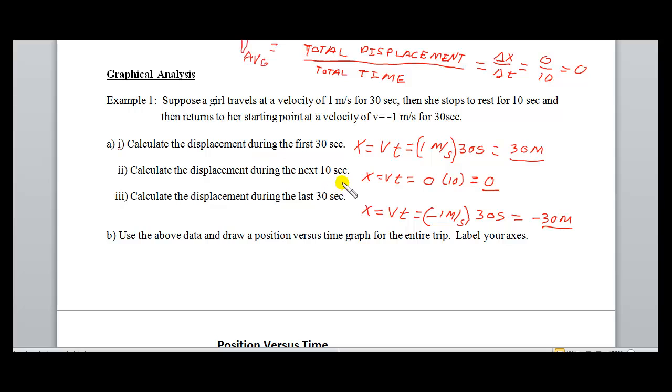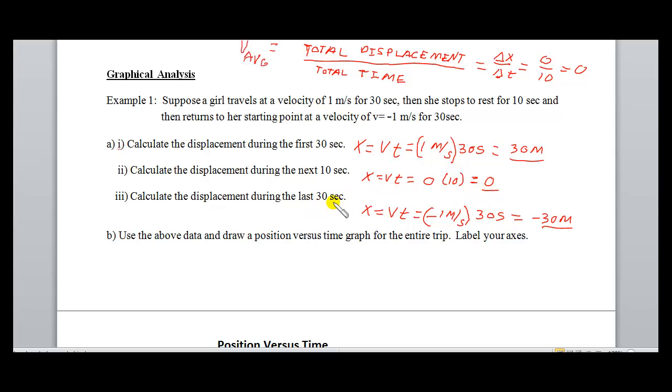Okay, here are the answers I came up with. Again, we can use the equation for velocity or speed, simply solve for x, so we have x equals velocity times time, so that's what I have here. Substituting in 1 meter per second for the velocity and a time of 30 seconds, during that first 30 seconds, the displacement is 30 meters. During the next 10 seconds, however, she's at rest, and so the displacement would simply be 0. There is none at all.